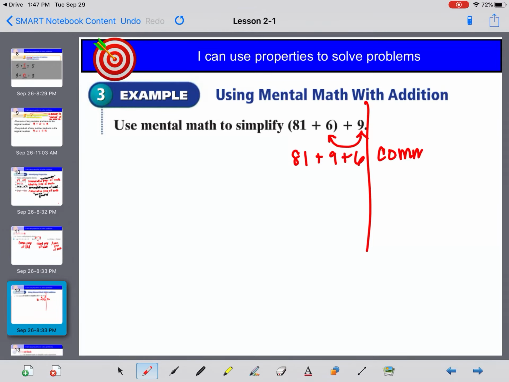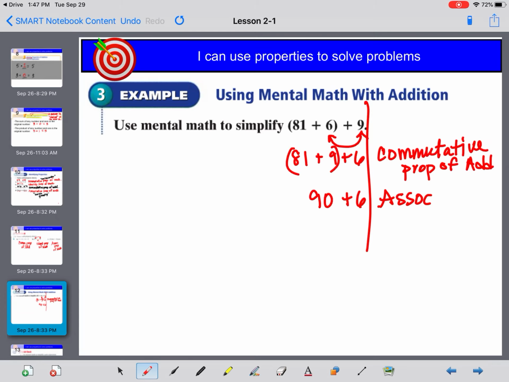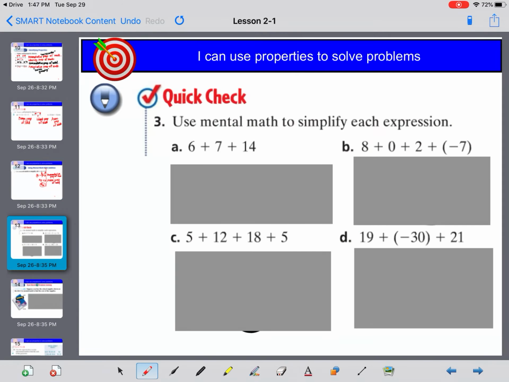And how did I get that? I used the commutative property of addition. And then I'm going to group 81 and 9 together. And so I'm going to get 81 plus 9 is 90 plus 6. And how did I get there? I used the associative property to change the grouping. Associative property of addition. And I get 96. Good job. Okay, pause the video, try these 4, and then come on back. We're going to use mental math.